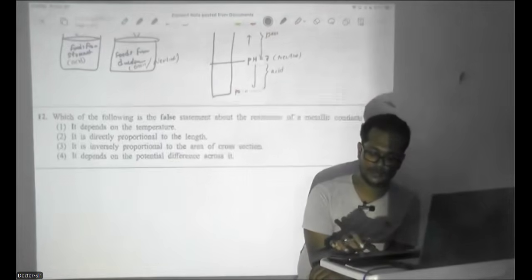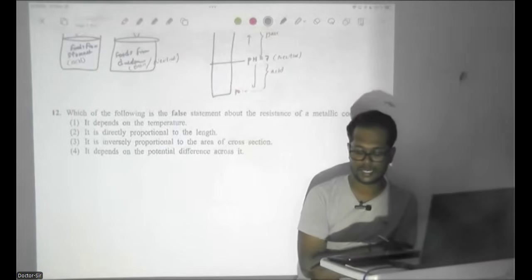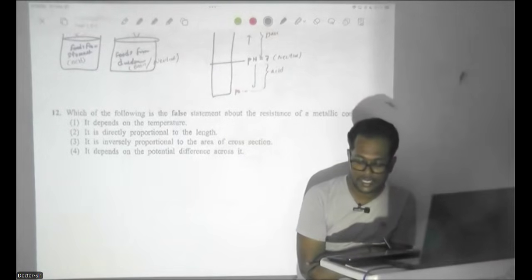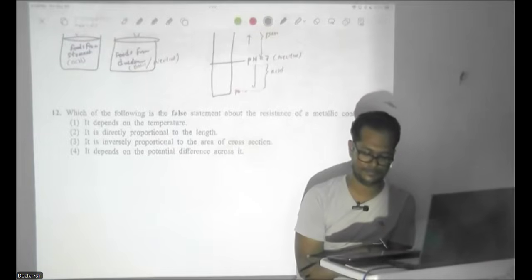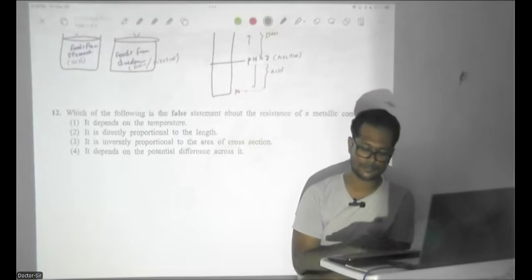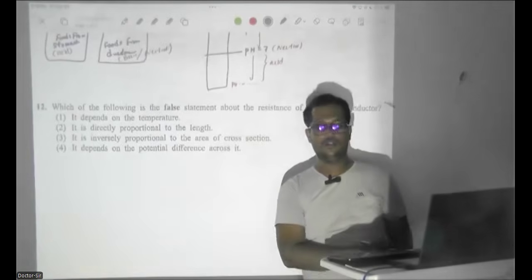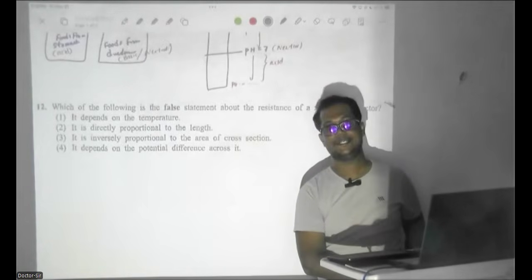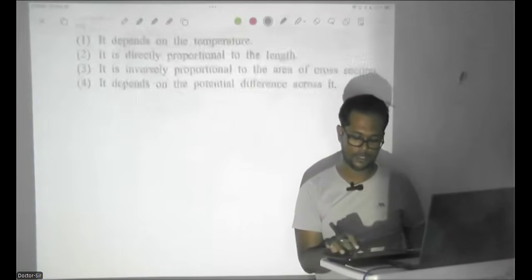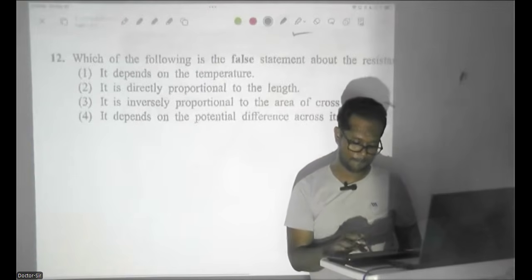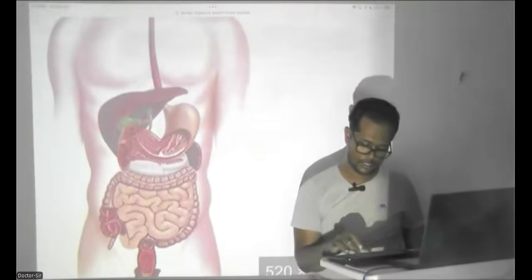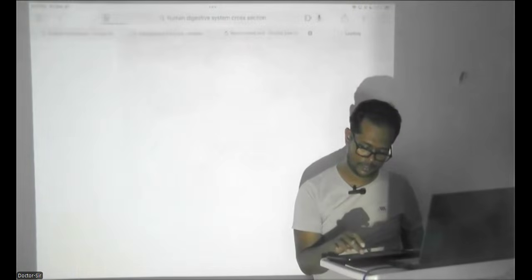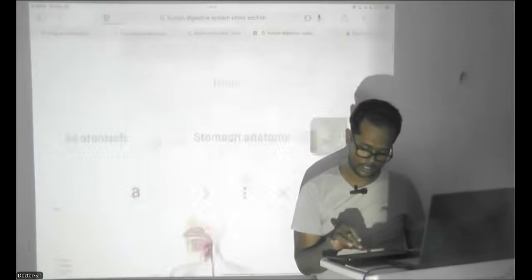Which of the following is the false statement about the resistance of a metallic conductor? Resistance. Okay, metallic conductor, resistance. I will get a short note about this. I will search here.